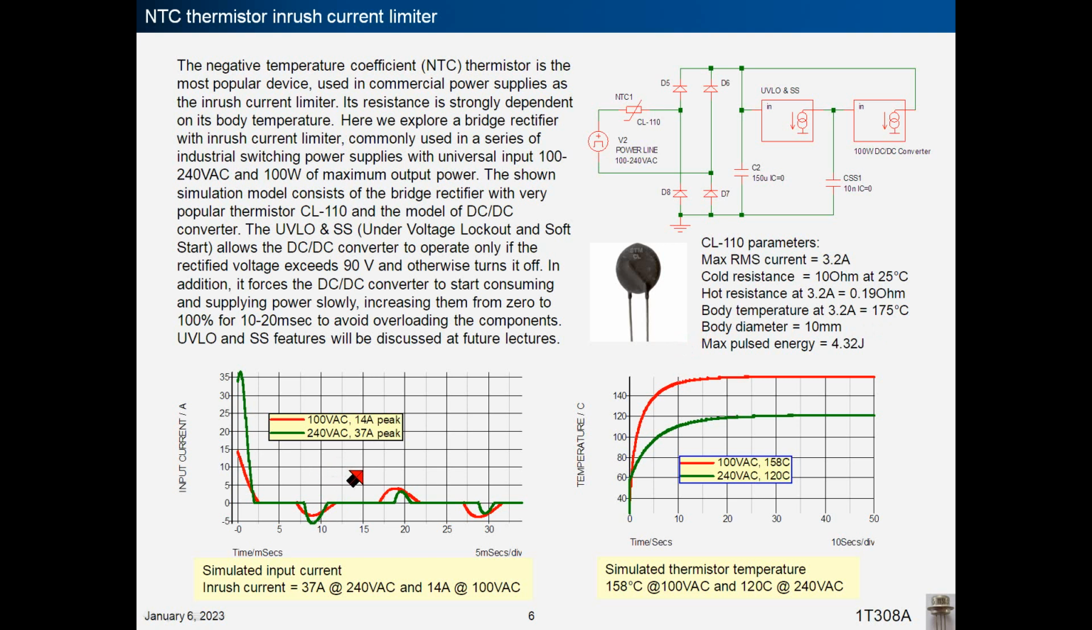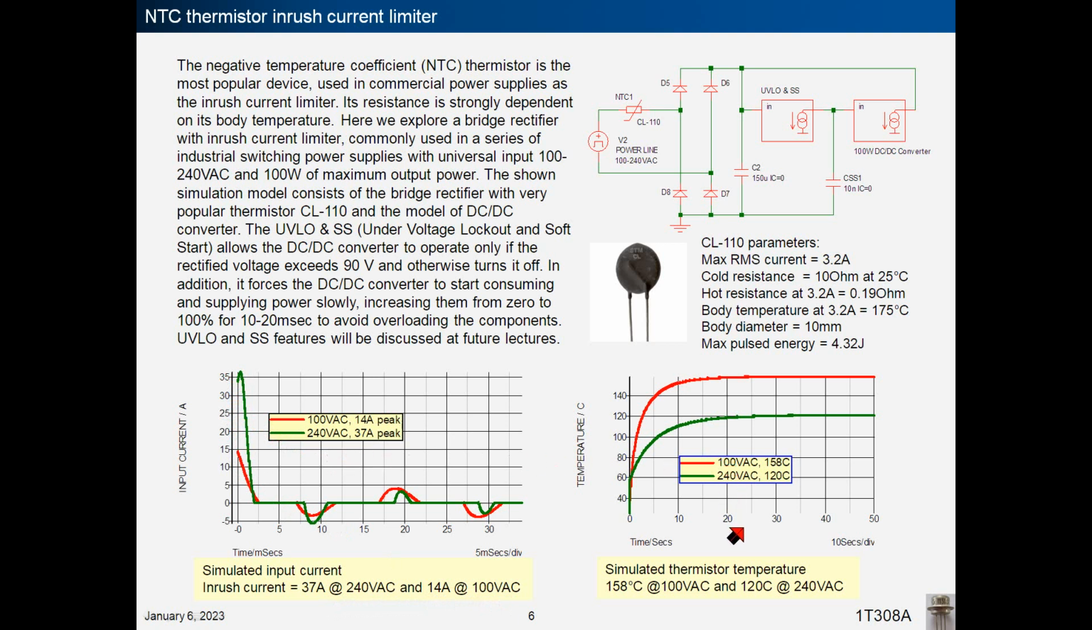The simulated input current is shown here. The inrush current is 37 amps at 240 VAC and 14 amps at 100 VAC. Of course, if input voltage is higher, the inrush current is also higher.